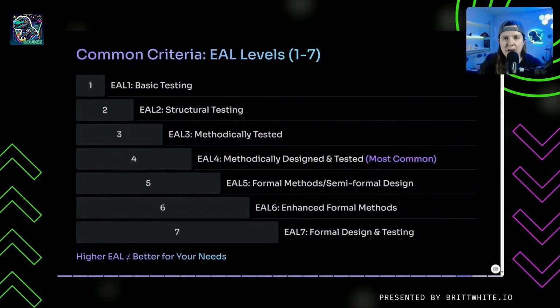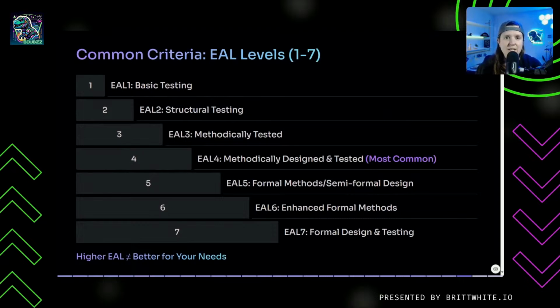The higher the EAL, the more rigorous and thorough the evaluation was, and the greater the assurance that the product meets its security claims. Here's a quick rundown of the EAL levels. EAL 1 is your basic testing level. We're just checking if the security features work as advertised.